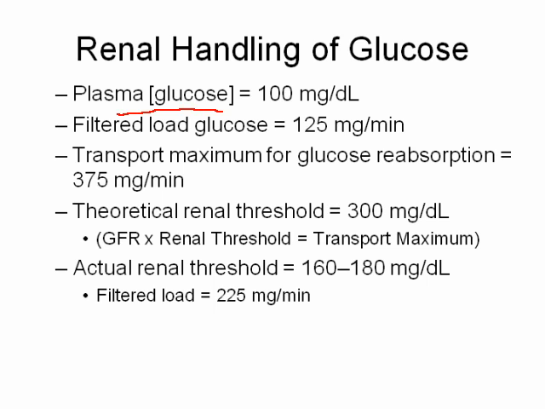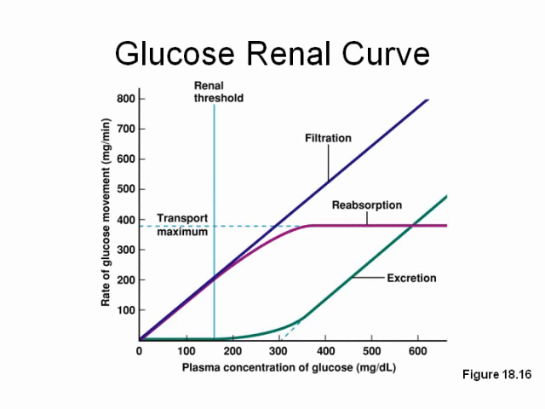Well, the plasma concentration of glucose normally is about 100 milligrams per deciliter. And we've already talked about the filtered load of glucose is about 125 milligrams per minute. So the transport maximum for glucose is about 375 milligrams per minute. Let's go back to this curve. This is about 375 milligrams per minute.